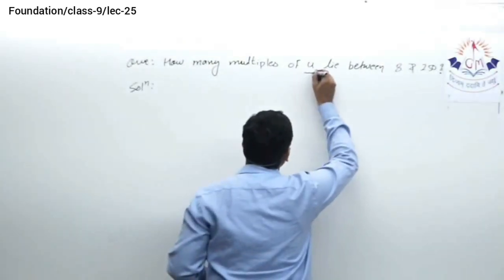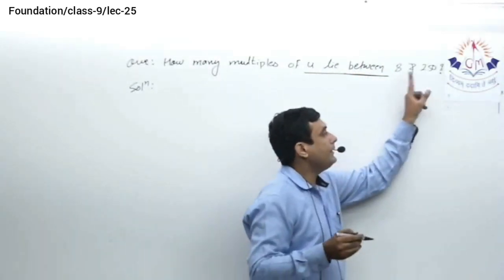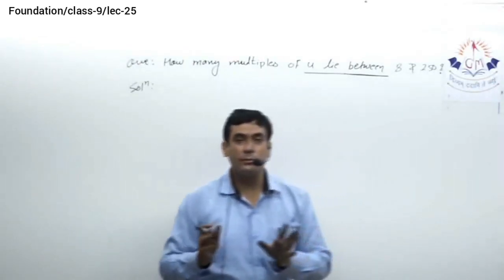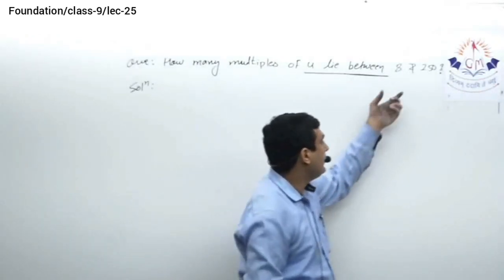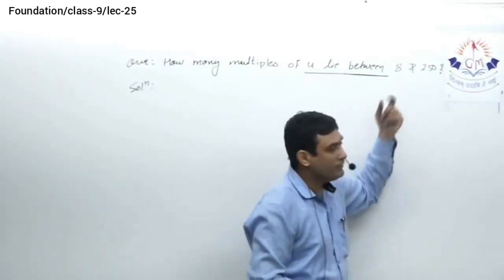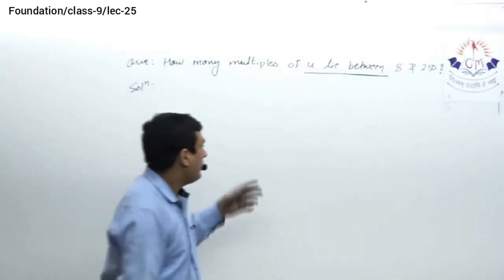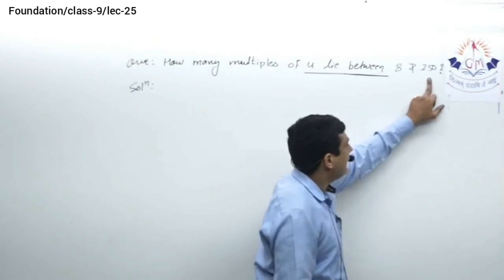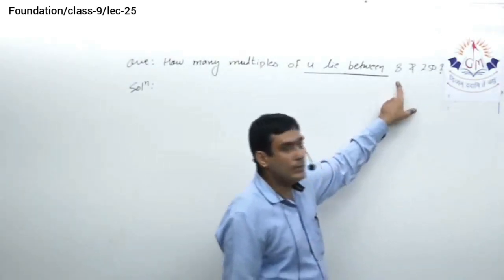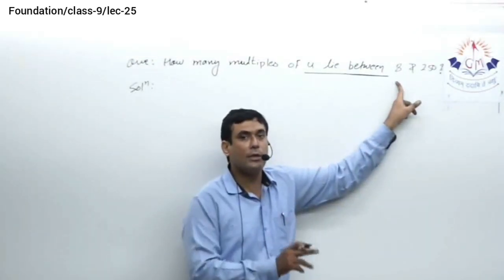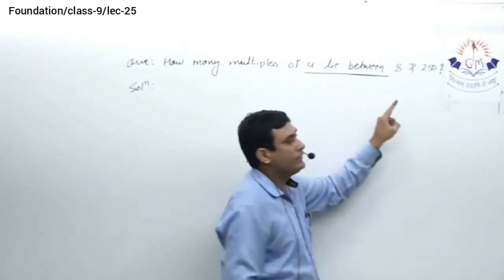Here they are asking between. So between means 8 and 250 should not be there in the list. In other words, when they are asking between the numbers, then first and last must be excluded. Here 250 is obviously not a multiple of 4, so no need to worry about that. But 8 is a multiple of 4. Still we won't count this, because we have to find the multiples between the given numbers.